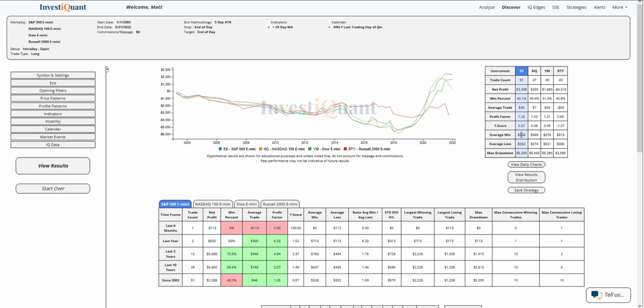If we look at the average moves, the S&P's average win is larger than its average loss. That's true for the NASDAQ as well. That's true for the Dow. Not the case for the Russell. The Russell is more evenly split there between average win and average loss. So historically speaking, we've got three out of four that have a little bit weaker win rates and three out of four that have larger average moves to the upside on this last trading day of the quarter.